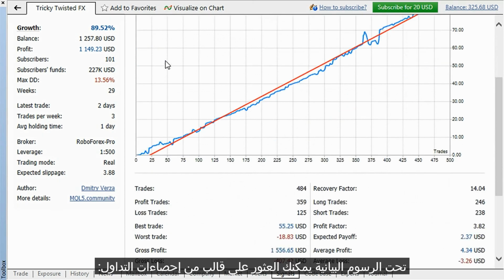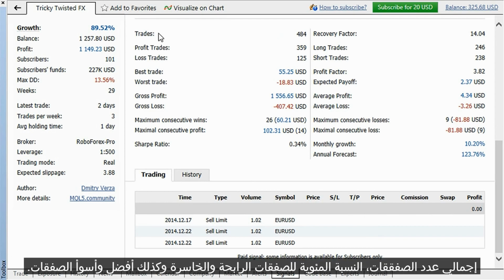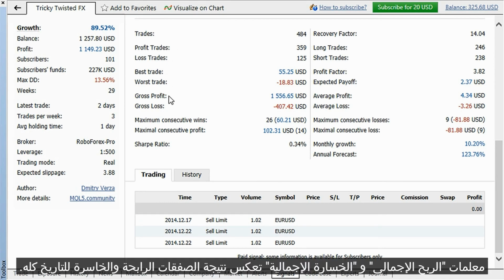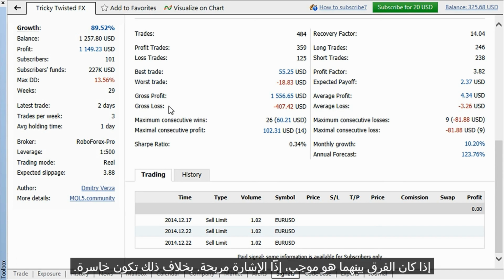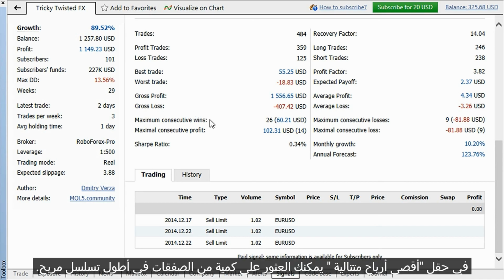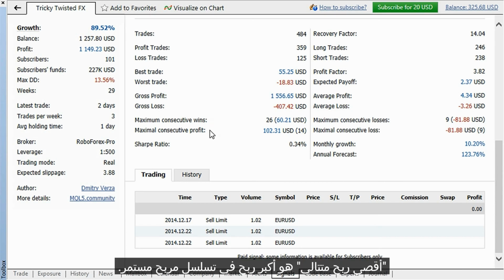Below the graphs, you can find a block of trade statistics: total number of trades, percent of winning and losing trades, as well as the best and worst trades. Parameters gross profit and gross loss reflect the result of winning and loss-making trades for the whole history. If the difference between them is positive, then the signal is profitable. Otherwise, it's loss-making. In the field maximum consecutive wins, you can find the amount of trades in the longest profitable sequence. Maximal consecutive profit is the longest profit in a continuous profitable sequence. Clearly, the greater those values are, the better.